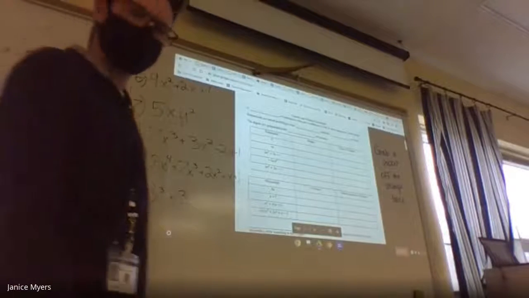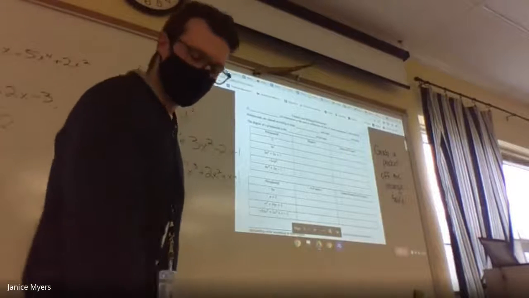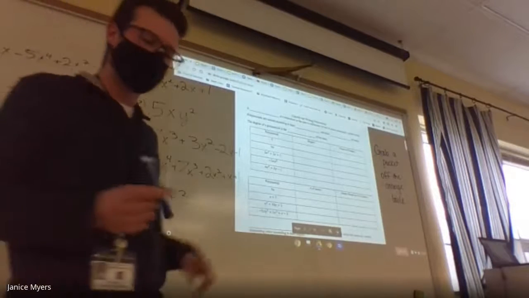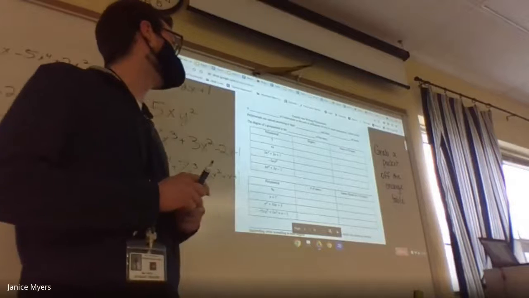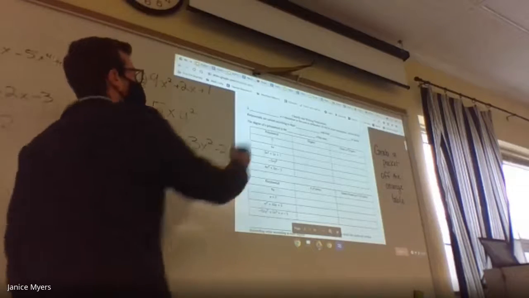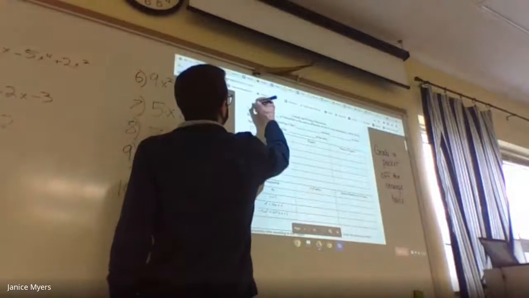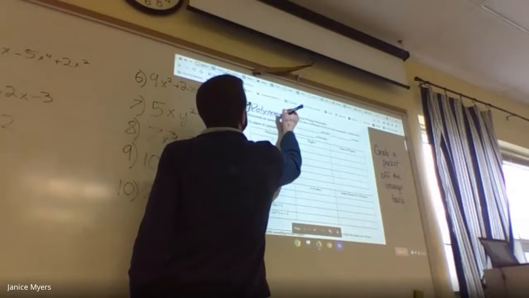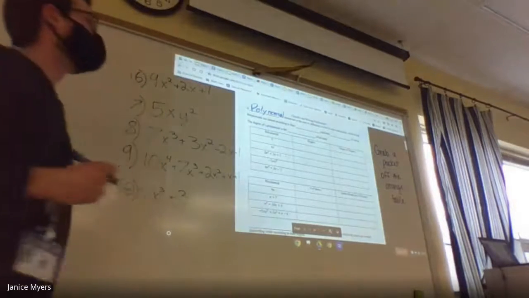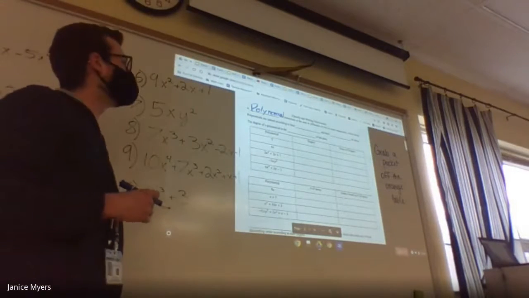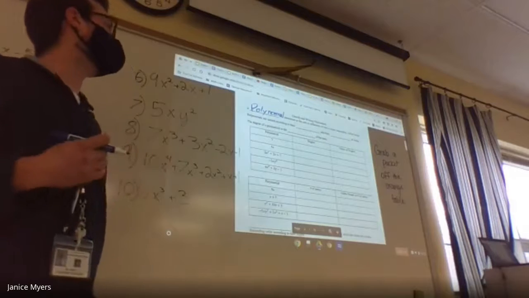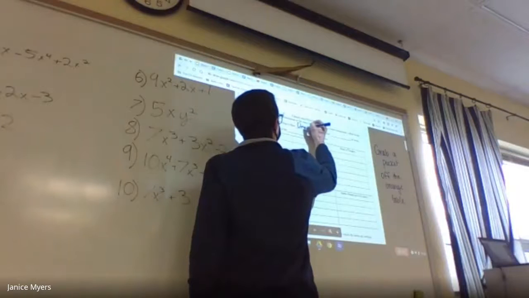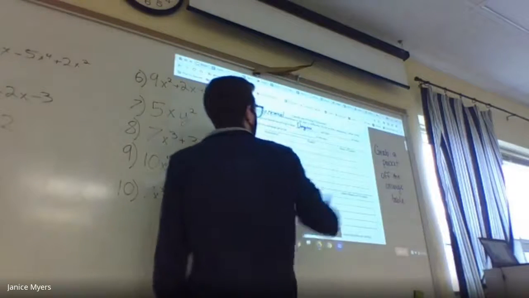All right, so we're going to be on page 1 of our packet. Today we're going to be talking about classifying and writing polynomials, and then we're going to go into some operations with polynomials. So, a polynomial is a monomial, or the sum or difference of two or more monomials. These are called terms. So polynomials, they are named according to their degree and their number of terms.